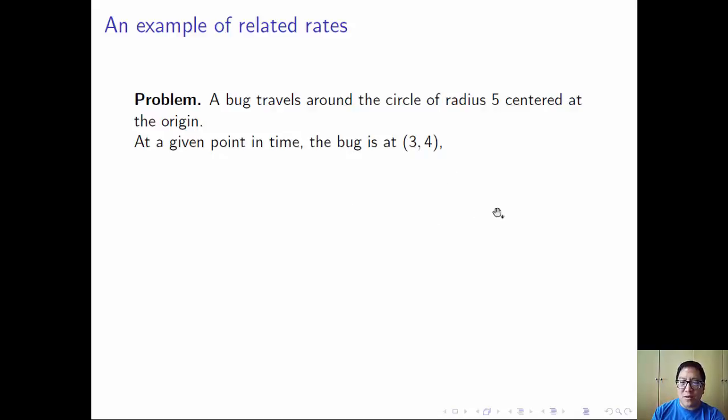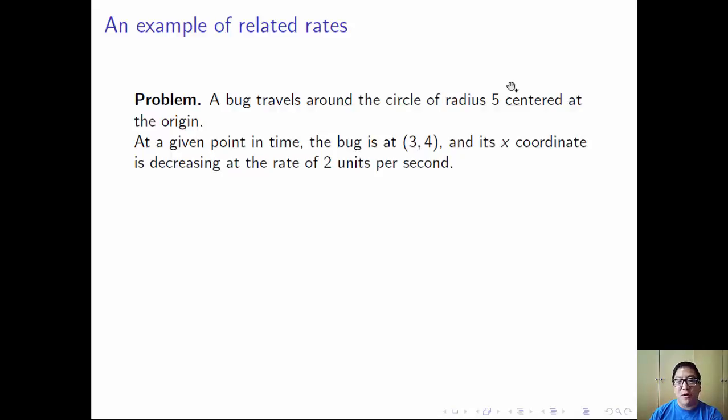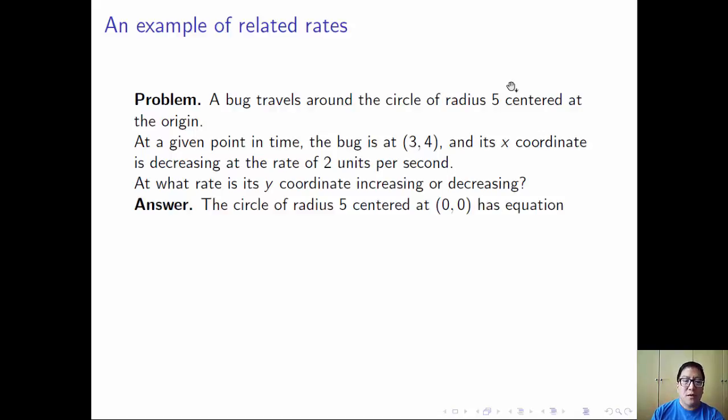And suppose at some given point in time, the bug is at the point (3, 4), and its x-coordinate is decreasing at the rate of 2 units per second. At what rate is its y-coordinate increasing or decreasing? So, answer. Well, let's try to turn all this English into math. So this first sentence tells us that we have the circle of radius 5 centered at (0, 0).